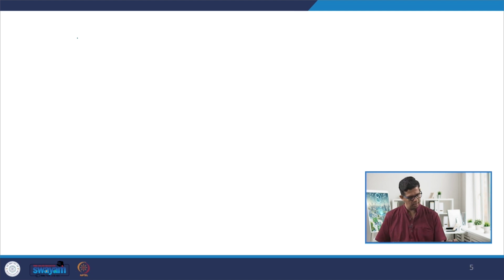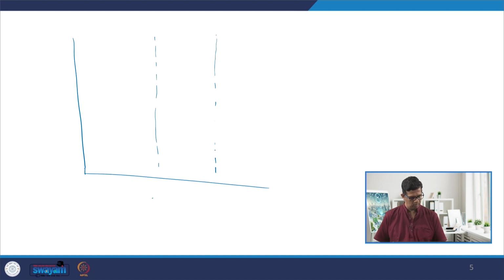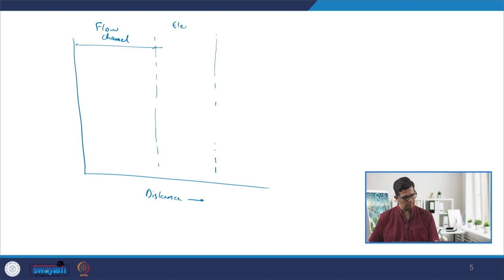So, let us draw that figure one more time, this time a bit more complicated. So, this is the distance, this is the flow channel, this is a complete electrode, I would say, which also takes into account the flow through diffusion.